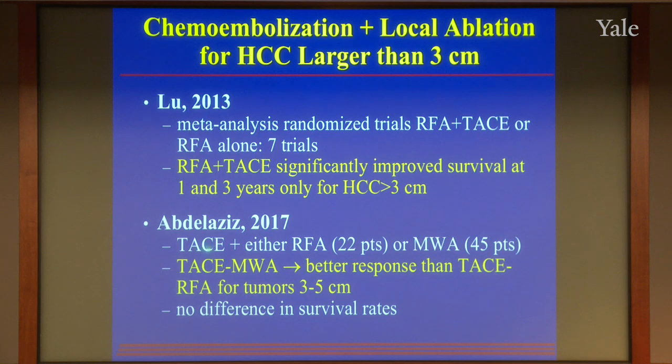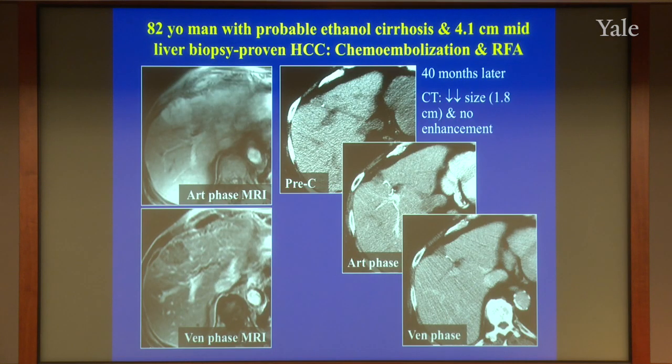And then TACE plus either RFA or microwave ablation. TACE plus microwave ablation had a better response for tumors 3 to 5 centimeters, although no significant difference in survival rates. This is just an example of a patient who had a 4.1 centimeter, so still early stage tumor, but bigger than 3, in the middle of his liver, I think it was segment 4. You see the classic arterial phase enhancement and washout. He was treated with chemoembolization and RFA. 40 months later, he has still no recurrence in that tumor.